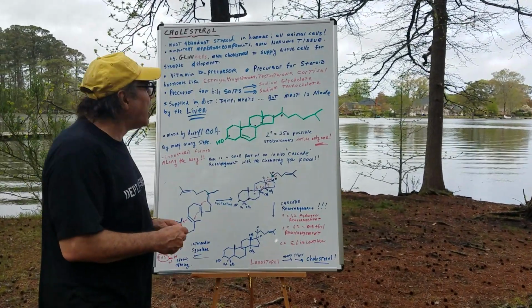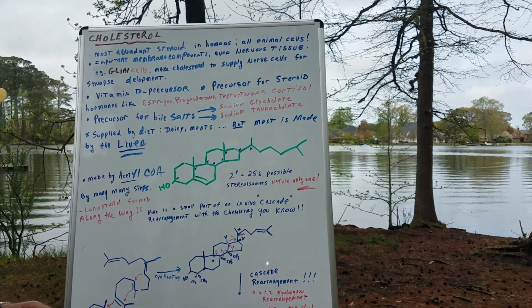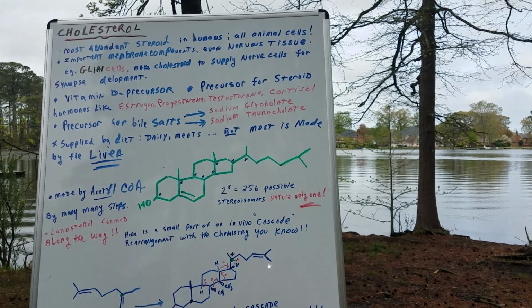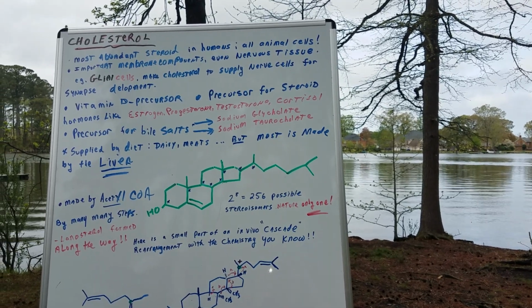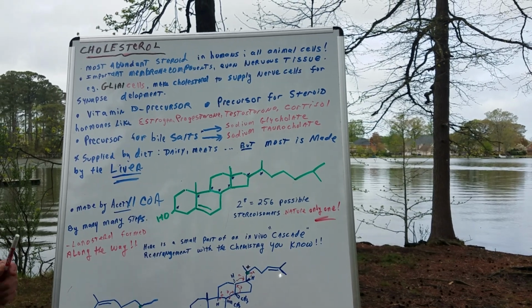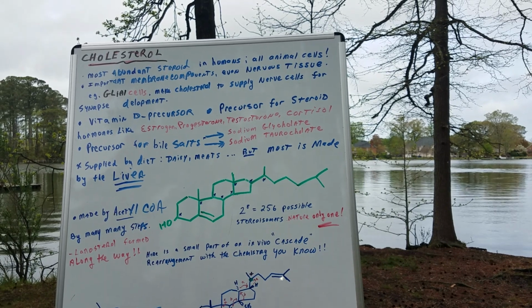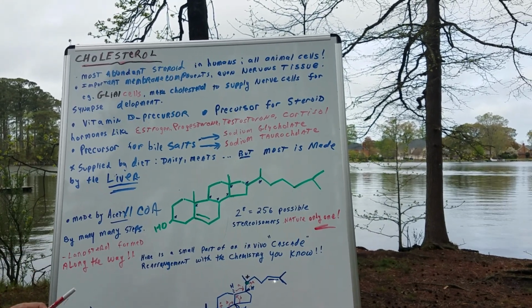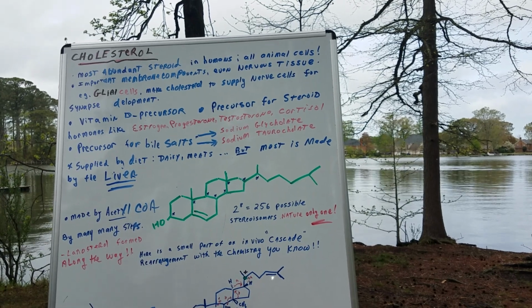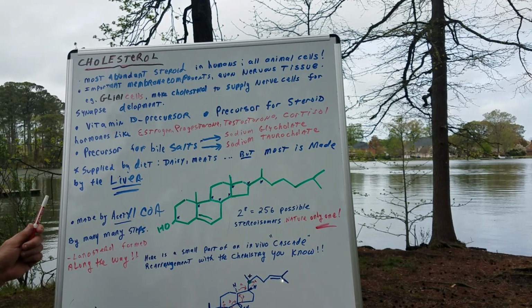In this video, I'm going to be combining not only biology and biochemistry, but a considerable amount of organic chemistry you need to know. The most abundant steroid in humans and in all animal cells is cholesterol. It's important in membrane components, even in nervous tissue. Very recently, German scientists have found glial cells actually make cholesterol to supply nerve cells for synapse development.